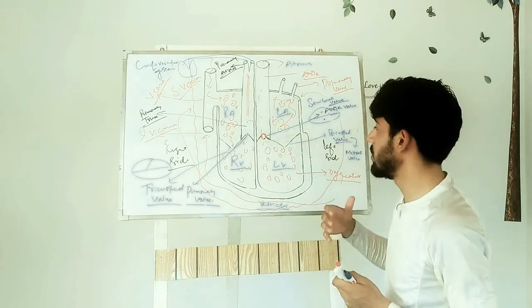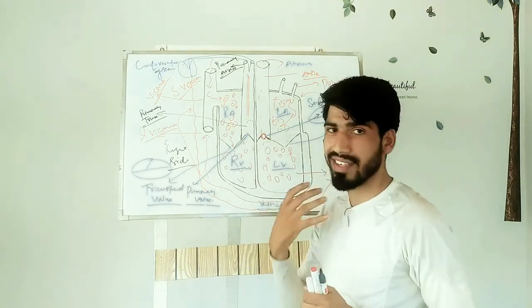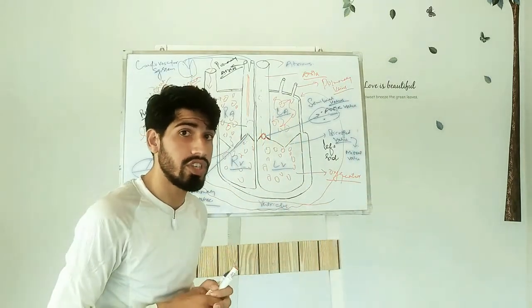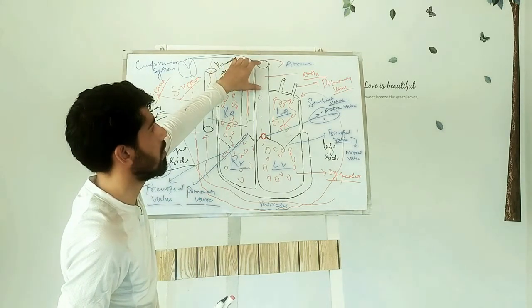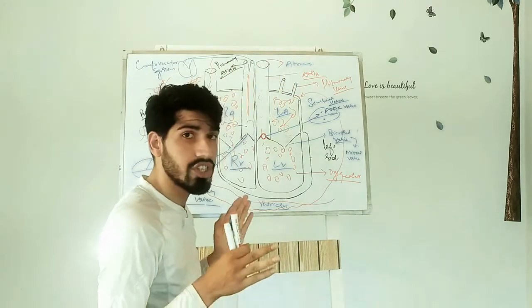Now we have looked at the chambers, the circulation, the valves, and the vessels. Now we will talk about some arteries. Here in this aorta, there are some arteries present. You need to know about them.